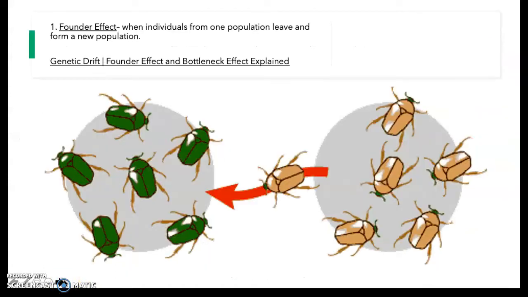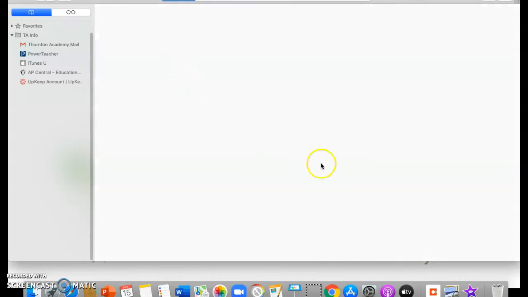We're going to be focusing on two examples of genetic drift, one called the founder effect, which is when an individual or individuals from a population leave or migrate to a new population. And then the bottleneck effect, which, if you think of a bottleneck visually, causes a severe decline in the population. So here we go.